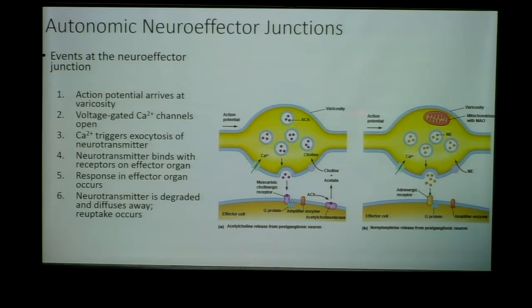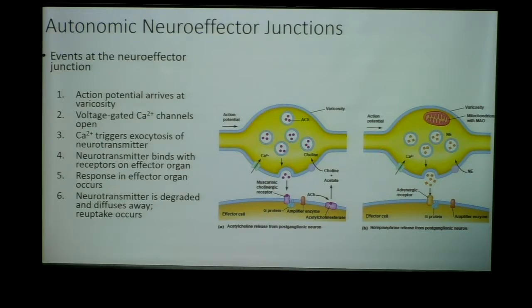Now, when we release this neurotransmitter, depending on what neuron this is, okay, remember that our postganglionic sympathetic neurons release norepinephrine, and our postganglionic parasympathetic neurons release acetylcholine. So depending on what neuron this is, that will determine what neurotransmitter is stored in that varicosity. If it's on the parasympathetic side, acetylcholine is stored and it's released, okay? If it's on the sympathetic side, norepinephrine is stored and it is released, okay?